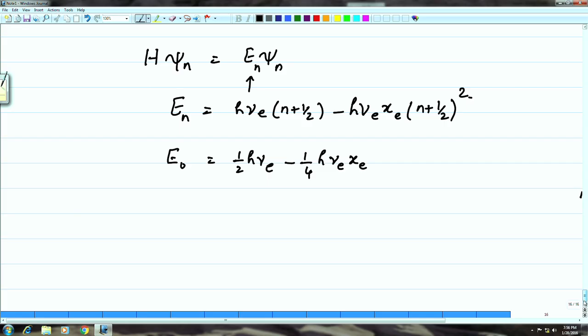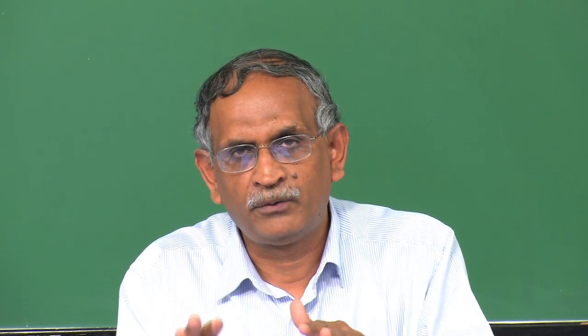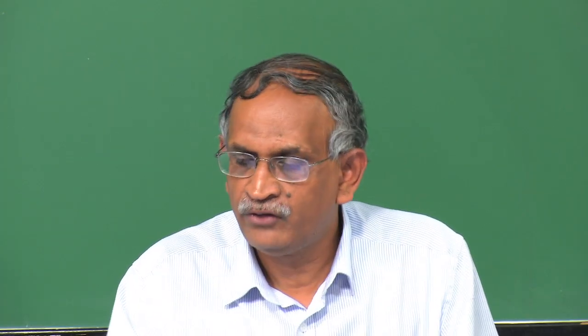What is the next energy level for this problem? n is equal to 1. E1 is 3 halves h nu e minus, this is 3 half squared, therefore it's 9 by 4 h nu e xe. Please remember, for motion very near equilibrium, xe is a small constant called the anharmonic constant, and therefore the energy is not precisely half h nu, but slightly lower than half h nu. Xe is positive.